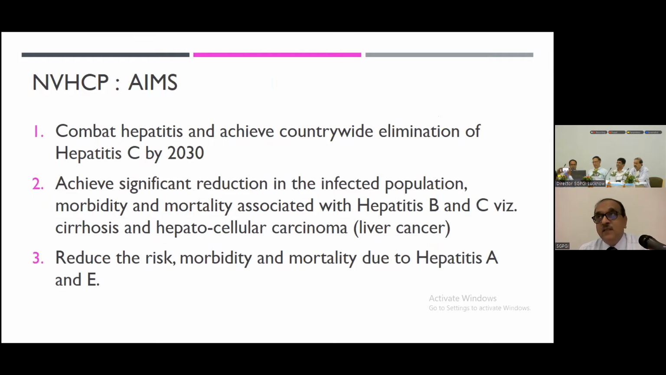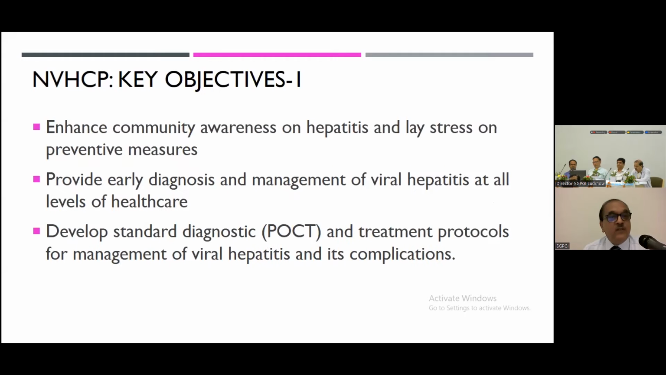So, what are the aims? There are 3 aims. One, combat hepatitis and achieve countrywide elimination of hepatitis C by 2030. Achieve significant reduction in infected population, morbidity and mortality associated with B and C. B and C are notorious for causing chronic disease, cirrhosis of liver and its complications, and that can cause morbidity as well as mortality. And to reduce the risk, morbidity and mortality because of hepatitis A and E, that is something you cannot eradicate in the near future, at least control them by providing safe water.